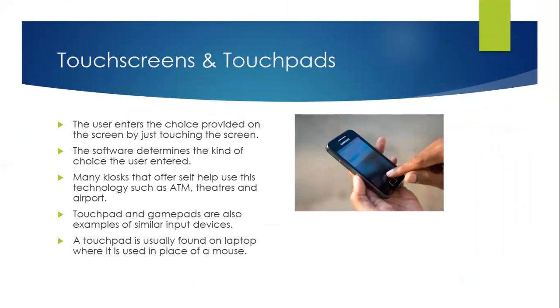Touchscreen and touchpad. The user enters a choice provided by the screen by touching the screen. The software determines the kind of choice the user enters. Many kiosks like ATMs, theaters, and airports have touchscreens for self-use. Touchpads and gamepads are also examples of similar input devices for playing games and interacting with the device. A touchpad is usually found on laptops, where it is used in place of a mouse.